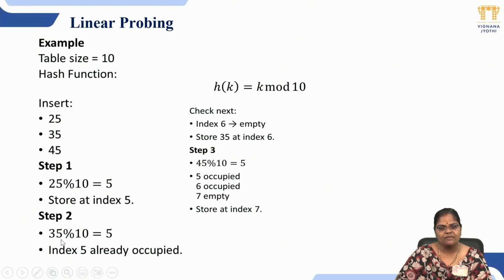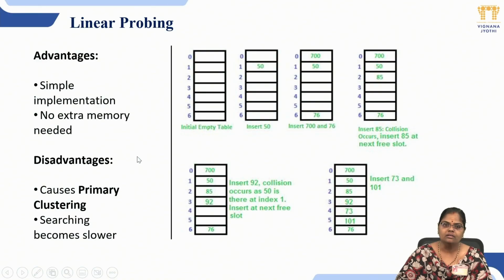But afterwards, when I apply it for 35, we get the same index, and index 5 is already occupied. In that case, we add an i value of 1, so the index changes to 6, which is empty, so it is stored at index 6. Similarly, when 45 is added, we get the hash index value 5, which is already occupied. If we add 1, it goes to 6, which is also occupied, so we add 1 again, where 7 is empty, and we store it at 7. So this is how we sequentially store the keys using linear probing.